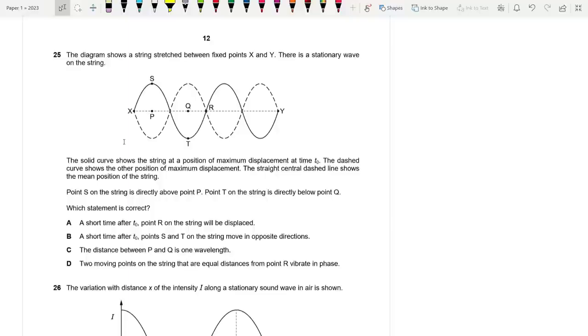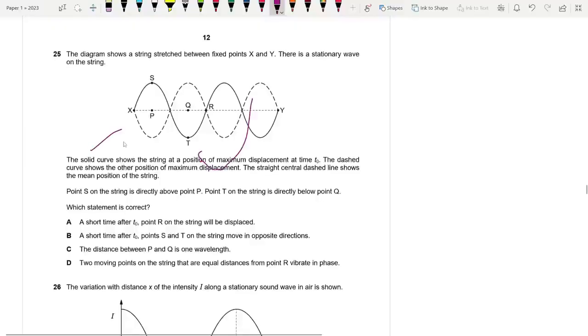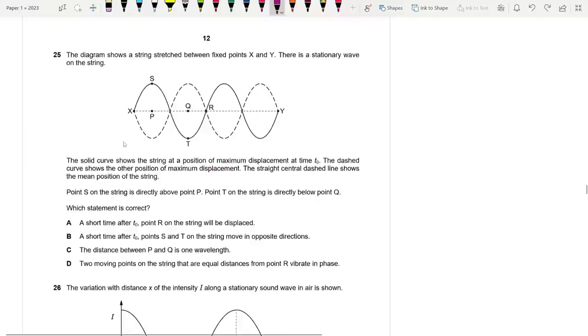A short time after t naught. So where is it currently? The solid curve shows the position at time t naught. Okay, so this solid one is the current position, and you guys need to understand a few things. Basically after time T by 4, it will move here. After T by 4 again it will move here, so in total T by 2, and then after T by 4 it will come back here. After T by 4 it will come back here, one complete cycle.